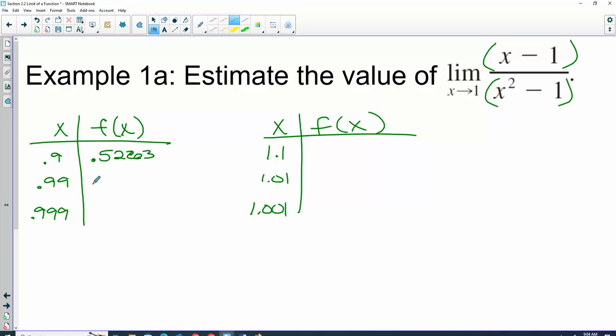Toby? 0.50251256. Okay, I'll just do 4 decimal places, but you can do more, it's fine. Cole? 0.50025.